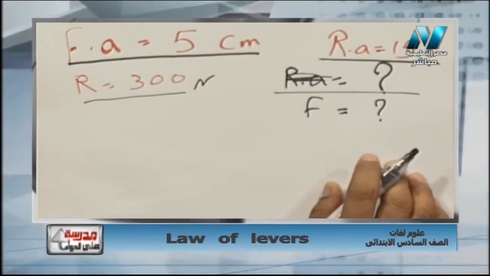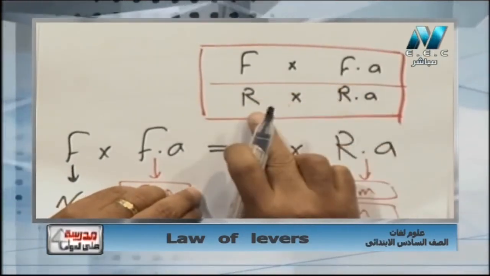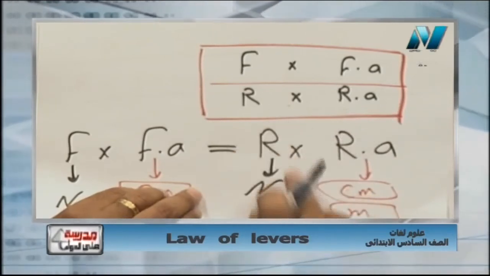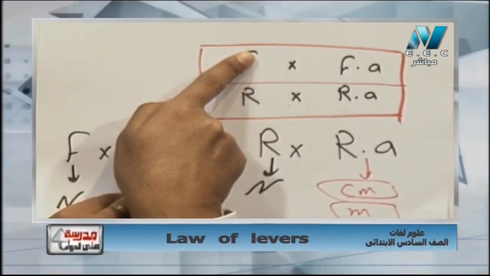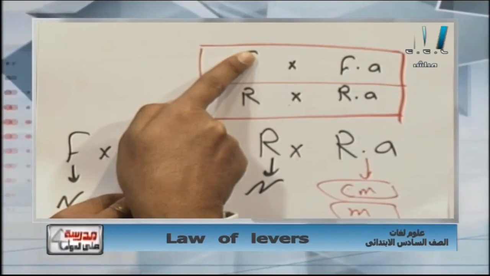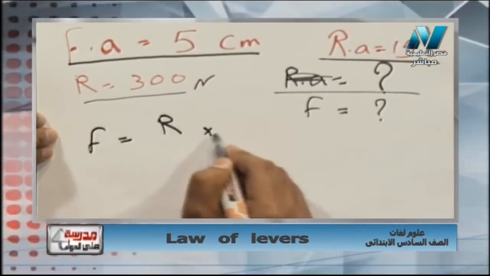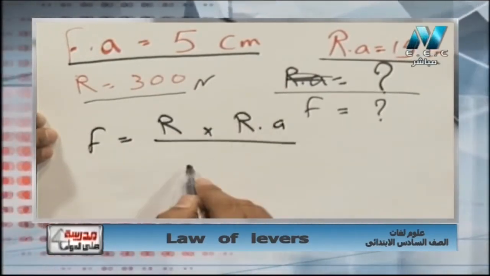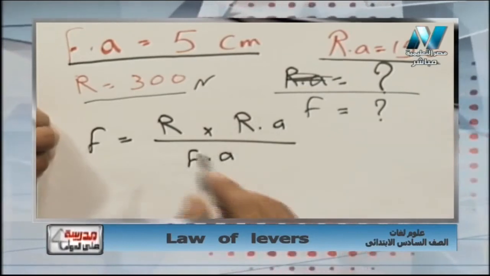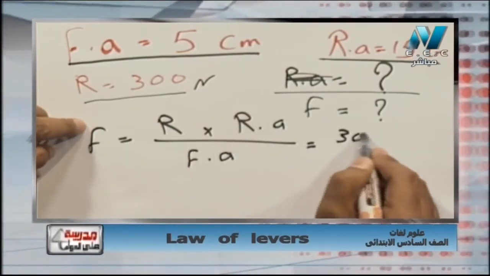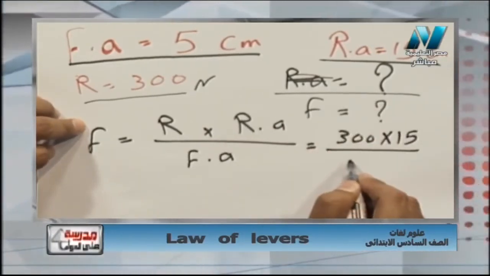So now let's return back again to our square. F by F.A. equals resistance by R.A. He needs to get force, so I must write F equals R times R.A., the complete side, divided by F.A. R here is 300 Newton times resistance arm 15, divided by effort force arm, which is 5.